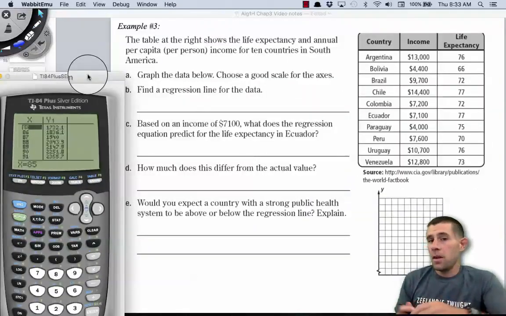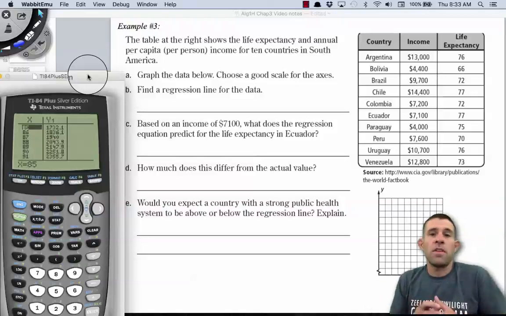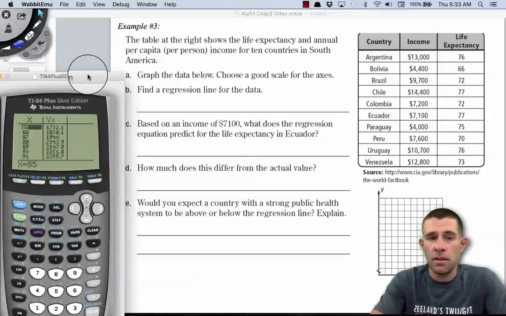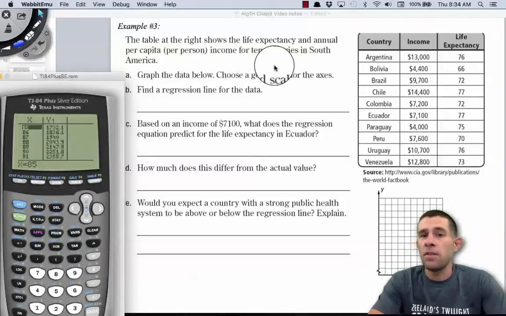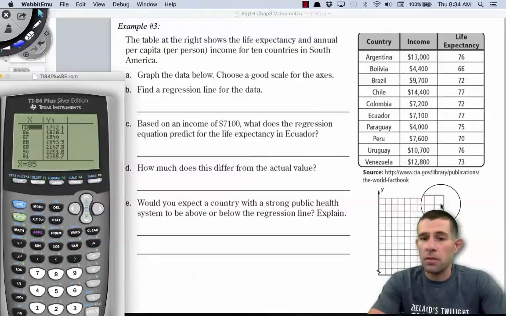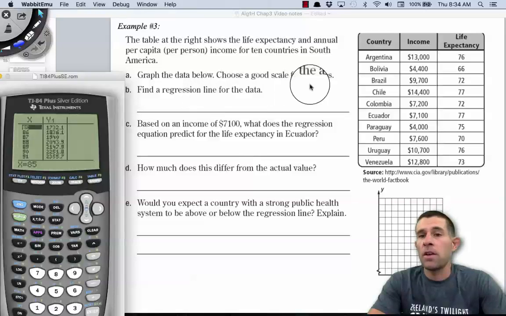All right, one more example for today, and again we're just going to get some practice with the keying sequence on our graphing calculators. So it says the table at the right shows life expectancy and annual per capita, per person, income for 10 countries in South America. We want to graph that data below, and we want to find a regression line.